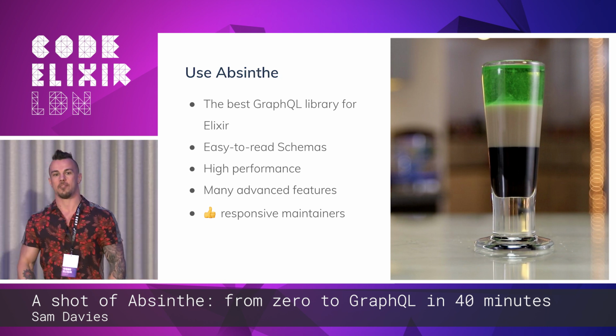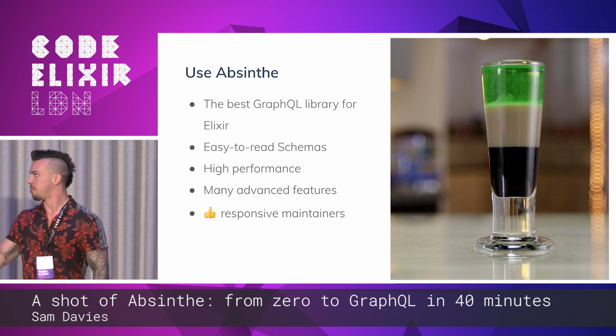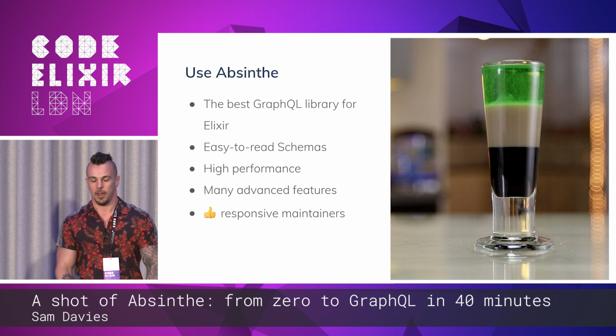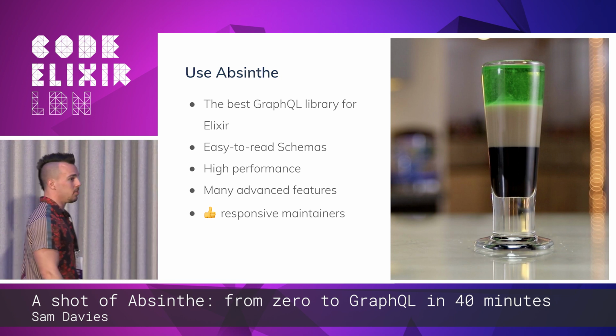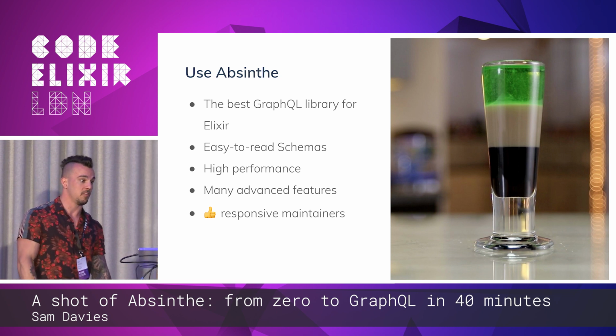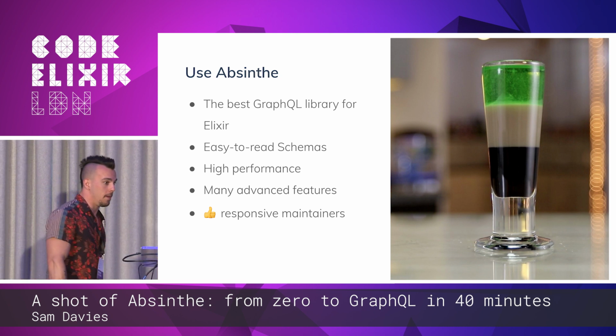If you're going to write a GraphQL server in Elixir, use Absinthe is my advice. It is the best GraphQL server library. We've had an absolutely great experience with it at Nested. We've been using it since the beginning. Never had a problem with it.